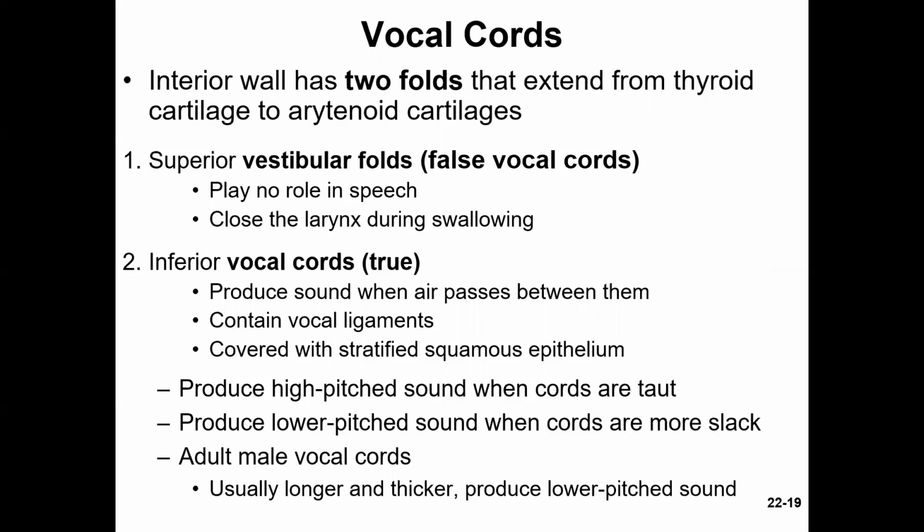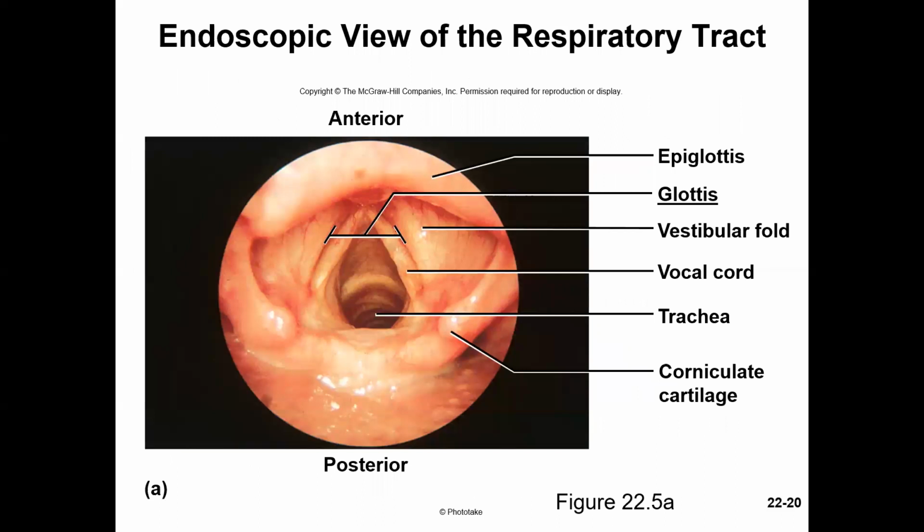They're covered with stratified squamous epithelium. They produce high-pitched sounds when the cords are taut, and they produce lower-pitched sounds when the cords are more slack. Adult male vocal cords are usually longer and thicker, and they produce lower-pitched sounds.